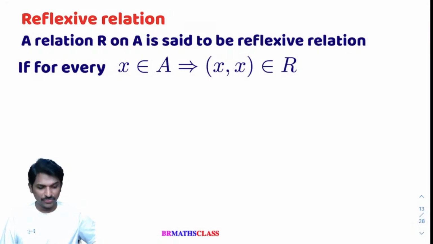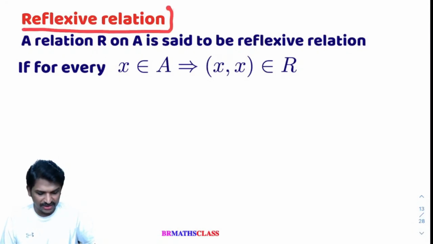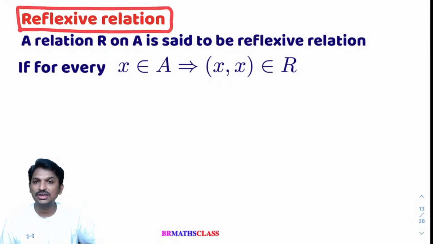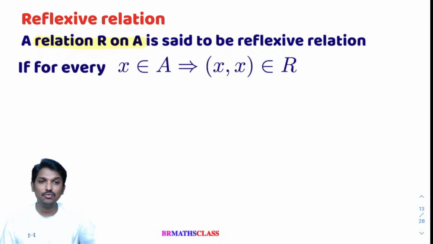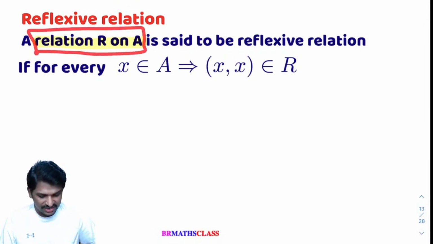Okay, you see this definition. What is reflexive relation? First point, a relation R on A. What is this? R is a relation on set A. What does it mean? R is a relation on set A.